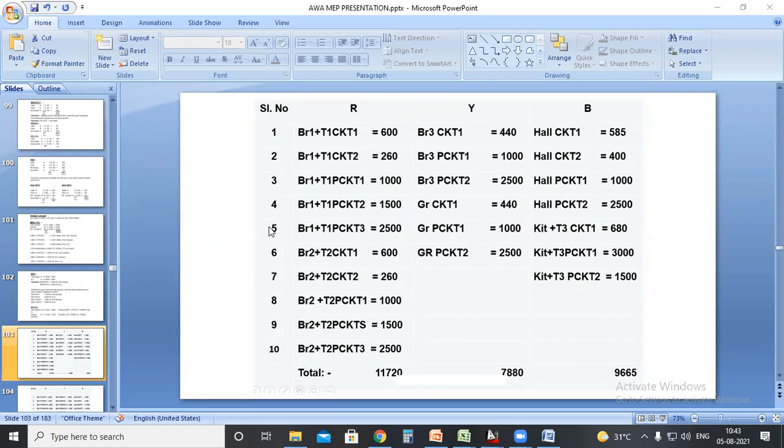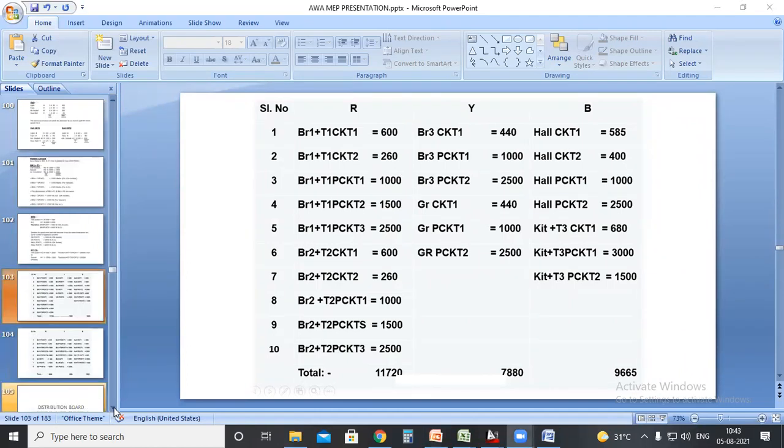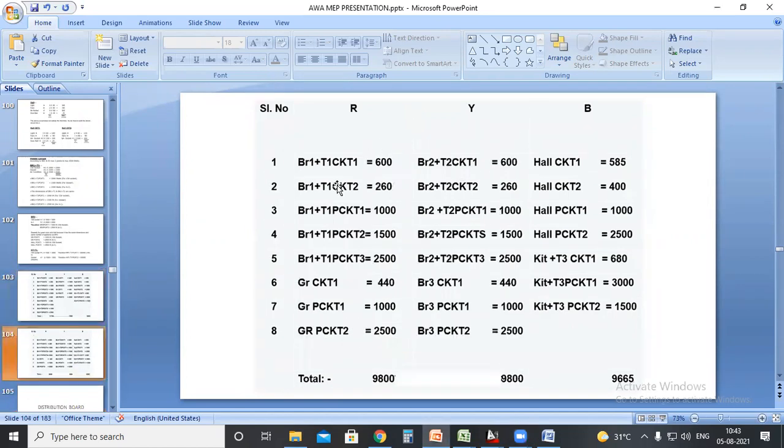So I think it will be a little bit difficult for you to think in that way. So I can show the balanced condition. Somebody has sent that, including the power and light. BR3 to R phase and BR2 to Y phase. Yes, correct. So that is a balanced condition.